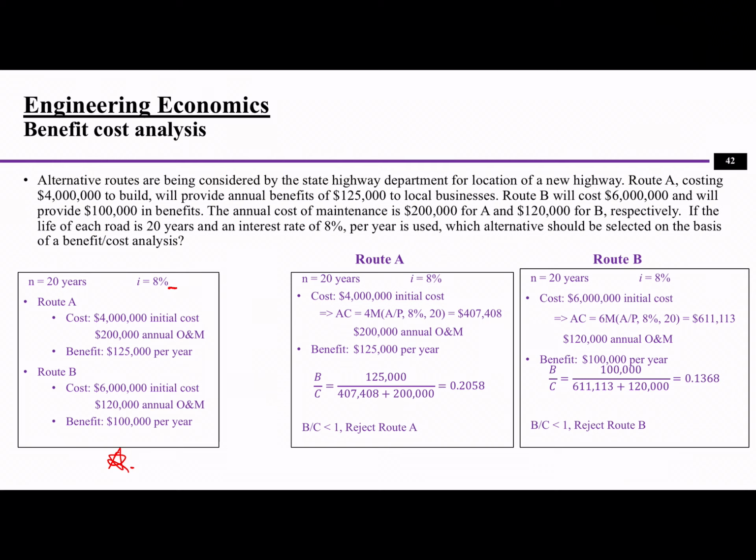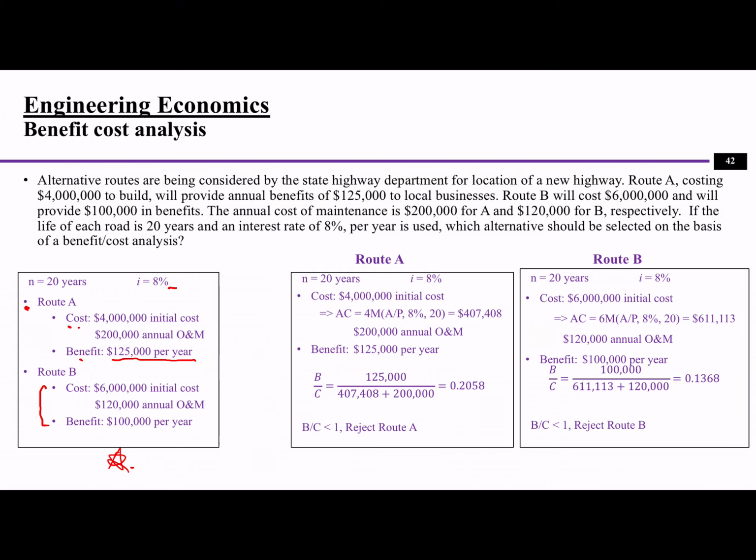This part shows all the conditions. We have 20 years of lifespan, so a 20 year comparison period, and the interest rate is 8%. For Route A, the cost is $4 million for the initial investment, and $200,000 is annual operation and maintenance. That's the cost for A. The benefit for A is $125,000 per year. Similarly, we can find the cost and the benefit for B.